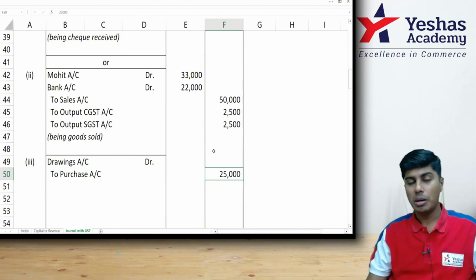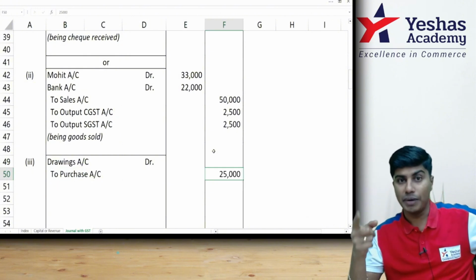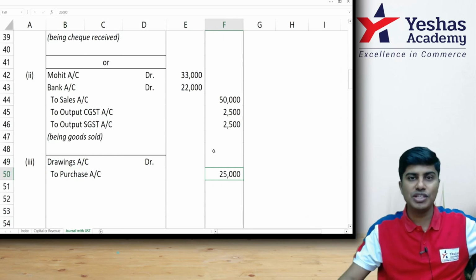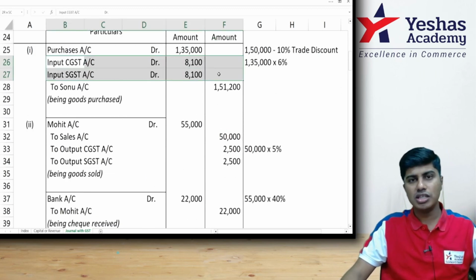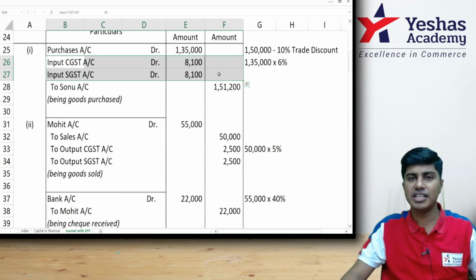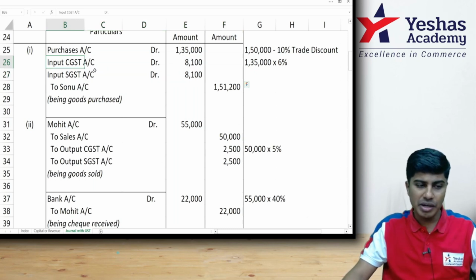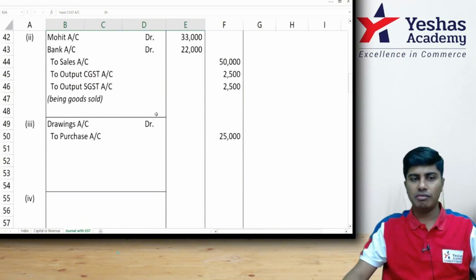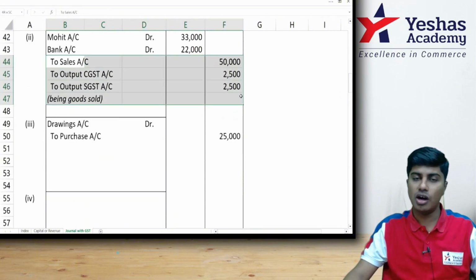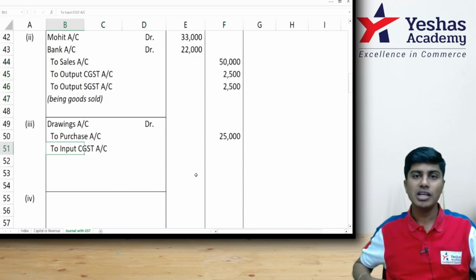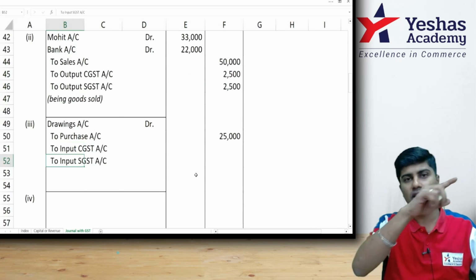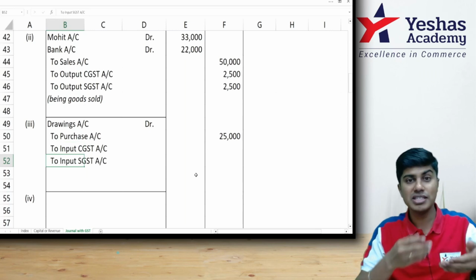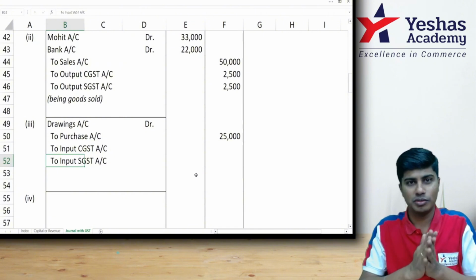Goods is 25,000. But these goods, when I had purchased, I had taken input of CGST and SGST here. Because these goods are not sold, this input CGST and SGST should now be reversed. Whatever we had debited here, I will credit. Usually, whenever the sales account is credited, we credit output CGST and SGST. But in this case, I would have to credit input because there is no sale here. There is consumption or there is withdrawal for personal use. It is reversal of the input that was recorded previously. It is reversal of input, not output.